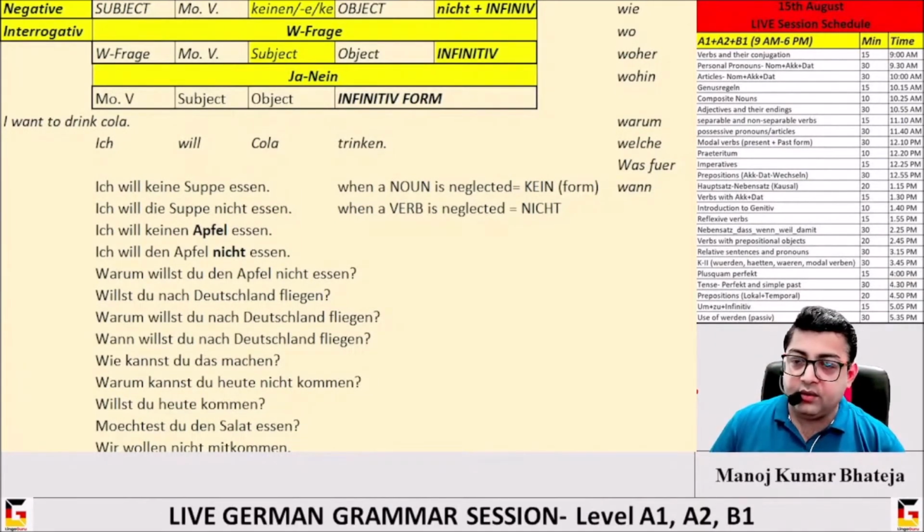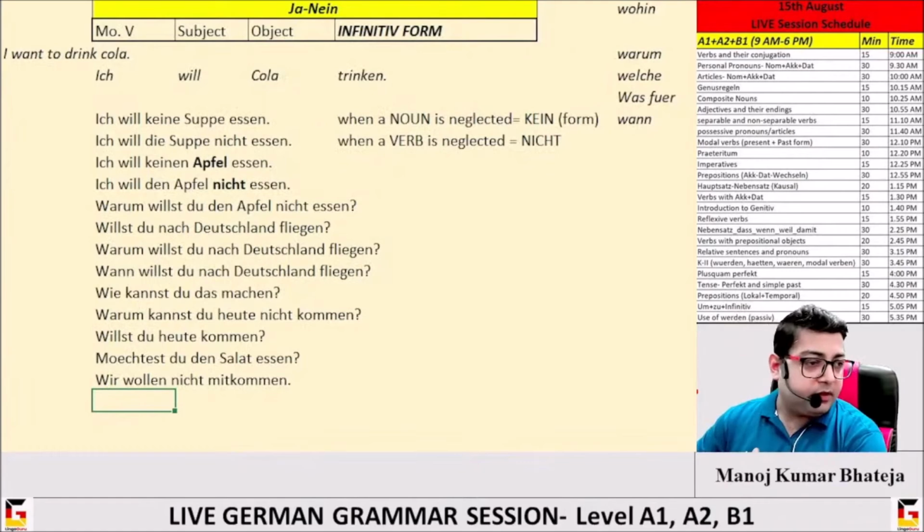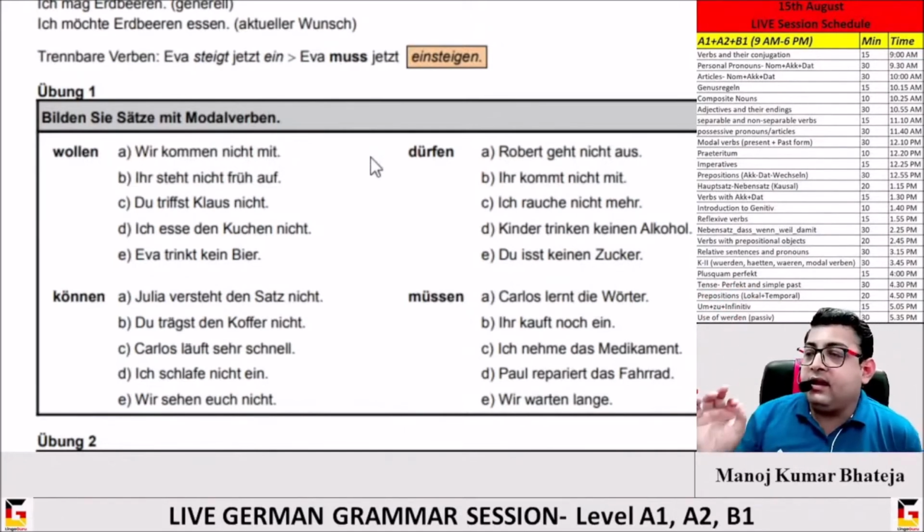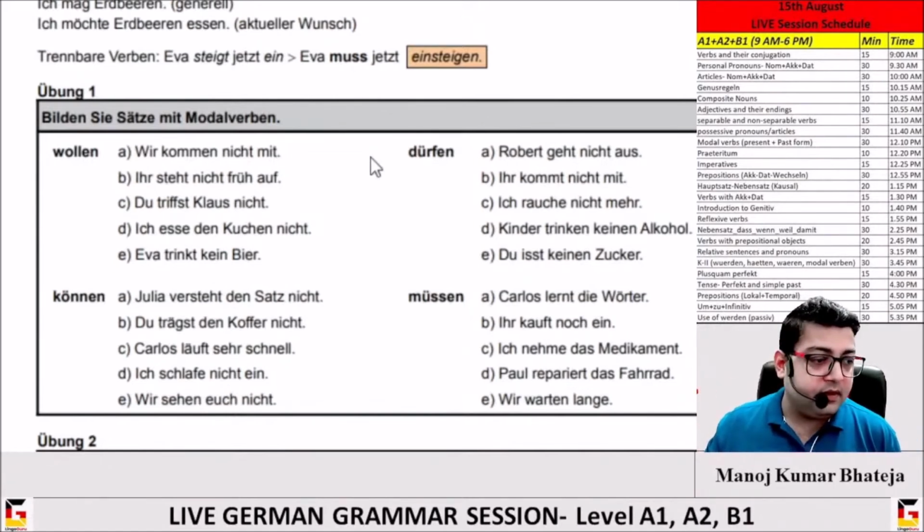Simple. Am I audible to everyone? Wir wollen nicht mitkommen. Ihr steht nicht früh auf. Ihr wollt nicht früh aufstehen. Hi Ritvik, thank you for joining in. Du triffst Klaus nicht. Du willst Klaus nicht treffen. Ich esse den Kuchen nicht. Correct, Mel. Ich will den Kuchen nicht essen. So whatever verb we see in second place, it will go to the end in infinitive form, and nowhere else.